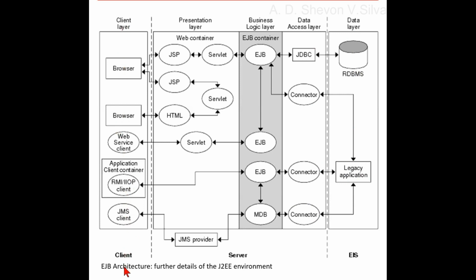The client layer is in the client. The presentation layer, business logic layer, and data access layer are in the server. The data layer is in the EIS.